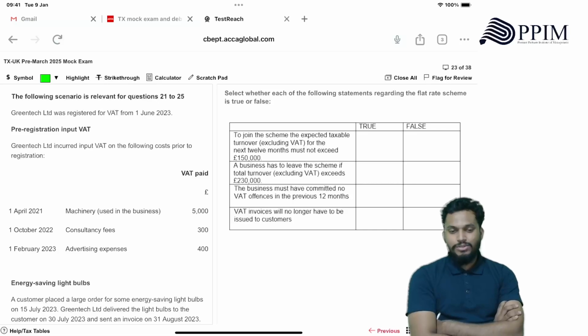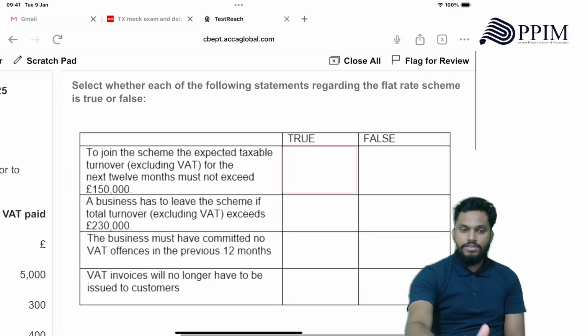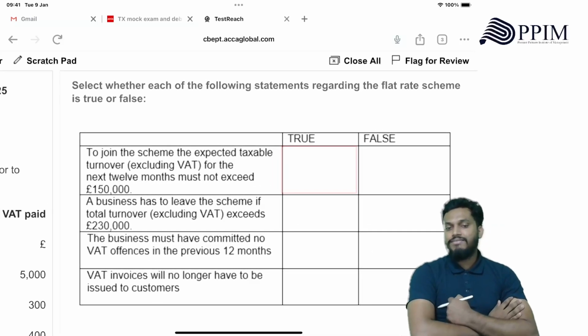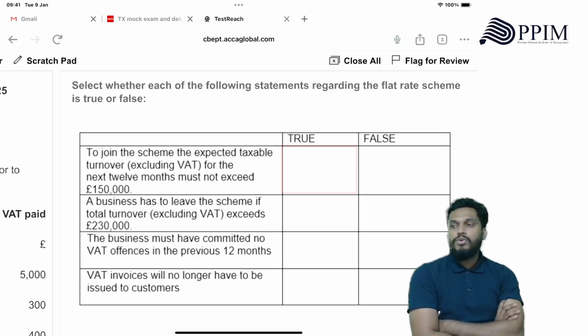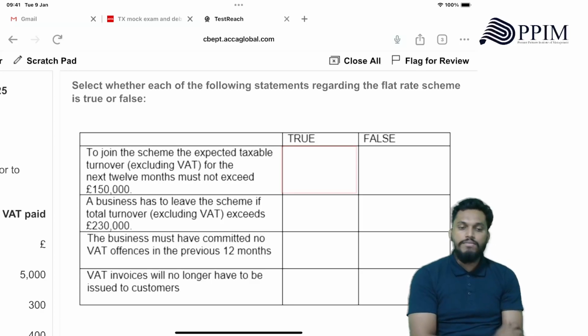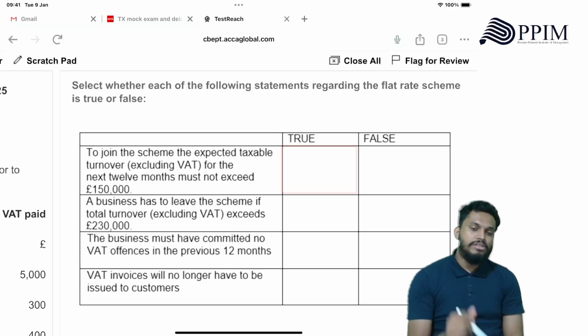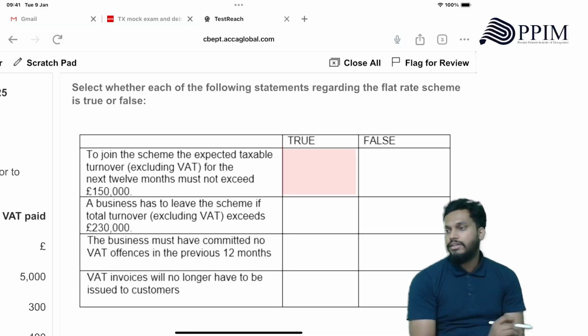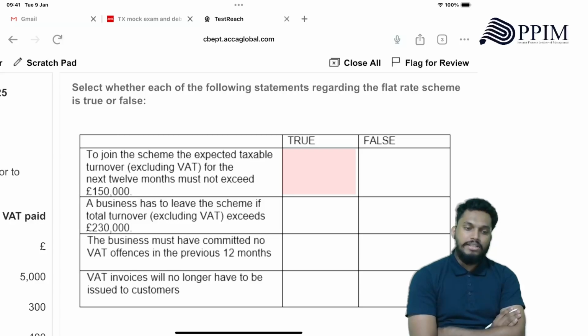State whether now for this you don't want to read. However, we need to understand this question. State whether each of the following statements regarding the flat rate scheme is true or false. You know there are several types of schemes, right? The flat rate scheme and then for companies, the general rate. To join the scheme, the expected taxable turnover excluding VAT for the 12 months period must not exceed 150,000 pounds. Correct or incorrect? That is correct. That is true. That is what the flat rate scheme is telling about.